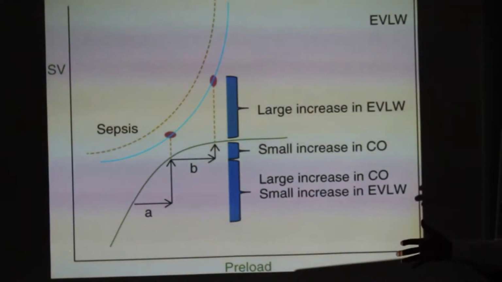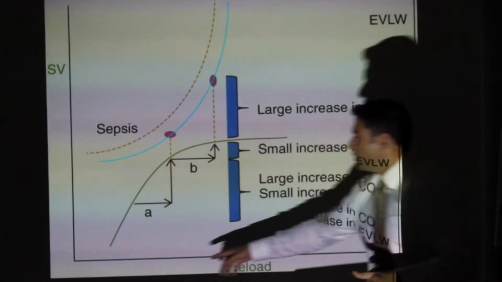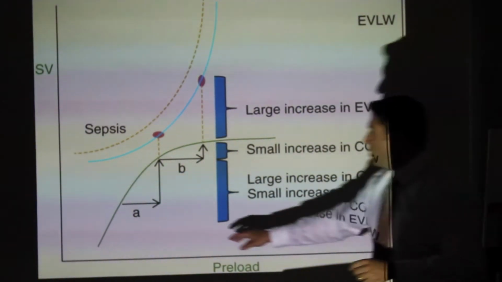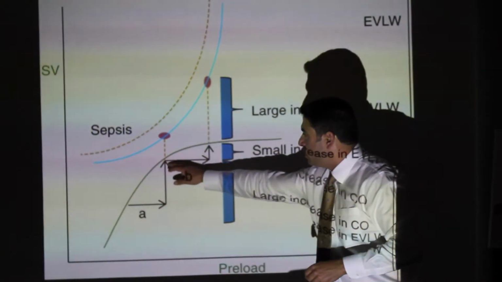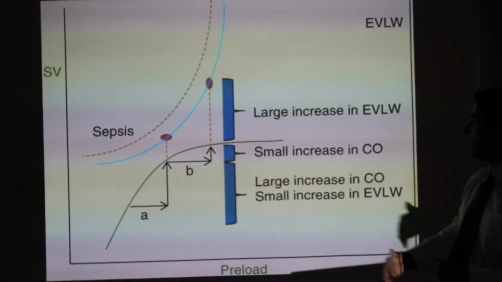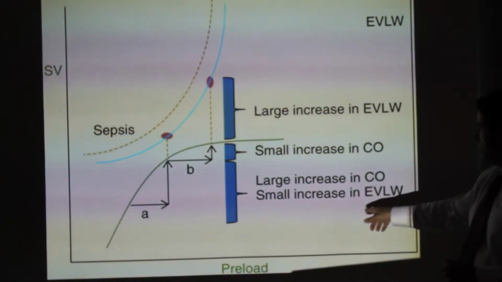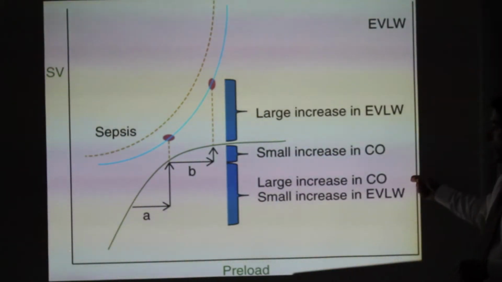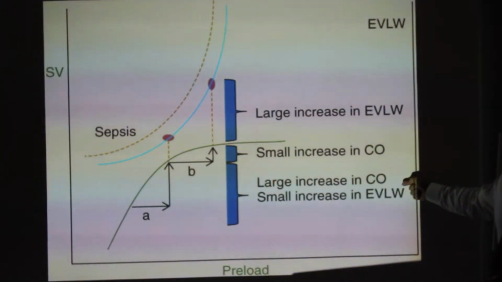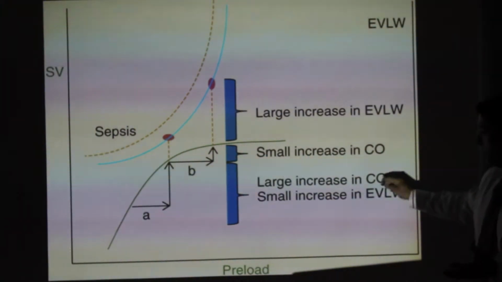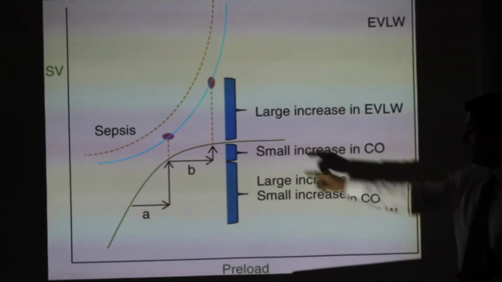Most importantly, when you have a septic patient, this is a Starling curve. Preload, stroke volume, right? You want to bring your patient from here to here. He's volume responsive, from A to B. So you want to give him a fluid bolus. You want to see a large increase in cardiac output, more than 15%, to determine that the fluid was good. So we're going to bring the patient from A to B.